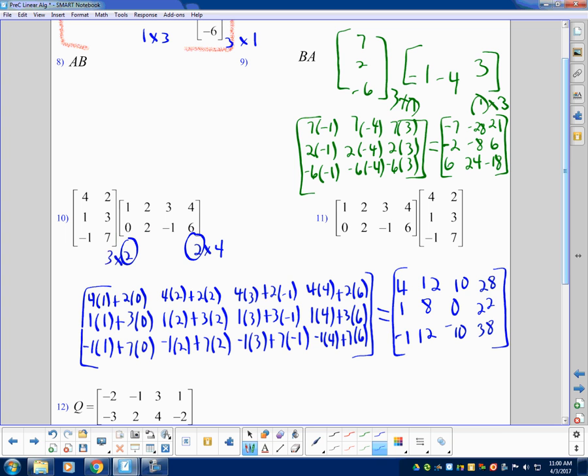Didn't leave any room for 11. We won't need it. Here's why. This is a 2 by 4, and this is a 3 by 2. So if you look at the inner dimensions, the columns of the first matrix and the rows of the second, your calculator would actually call this a dimension mismatch. A dim mismatch would be its abbreviation. So that's probably a good way to describe it. This is a dimension mismatch, cannot be multiplied.